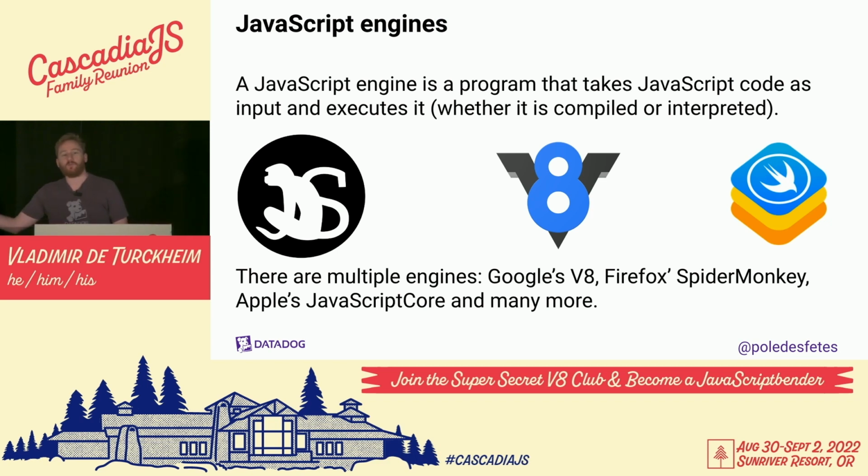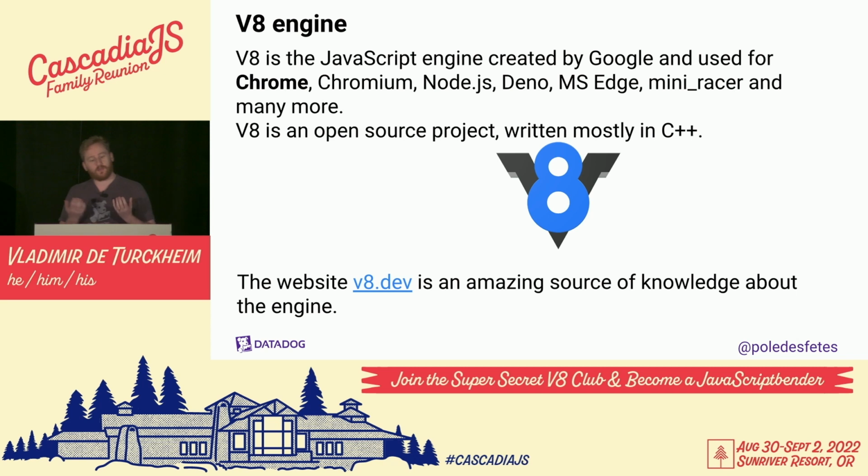You've got SpiderMonkey, developed by Mozilla, or you've got JavaScriptCore for Safari, that everyone loves. And V8 is the one developed by Google, originally for Chromium and Google Chrome. But it's also the JavaScript engine used by Node.js, Deno, MiniRacer, and many more. So when you are using these tools and you run JavaScript, basically you have V8 under the hood running this JavaScript code.